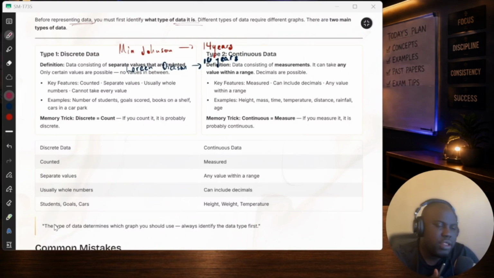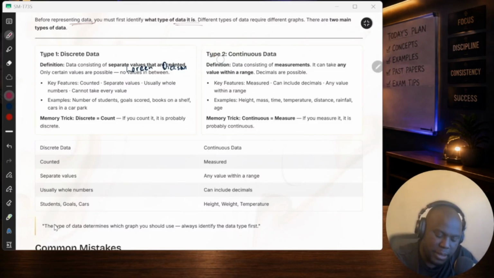Before we can do that, before we can do a frequency polygon, because a frequency polygon will help us to understand certain things about the data. Before we do a frequency polygon, before we do a back-to-back stem and leaf diagram, before we do a scatter plot, all these things are going to be important, but we need to know what type of data it is. So now let's see the types of data.